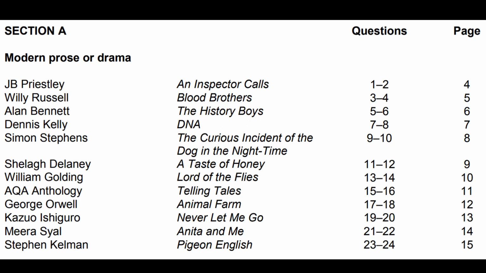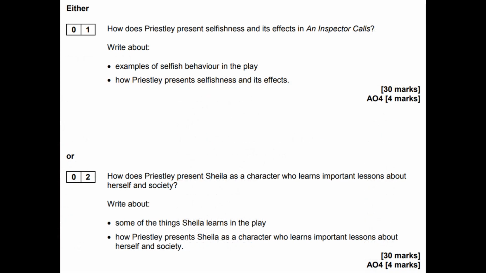For Section A of Paper 2, you'll be answering a question on An Inspector Calls. You will have a choice between two questions, which for the purposes of this video are the two which you can see on screen now. Notice how there are two sets of marks: one out of 30, which is based on the quality of your answer, and one out of 4, which is for the accuracy of spelling, punctuation and grammar. You have 45 minutes to write your answer.